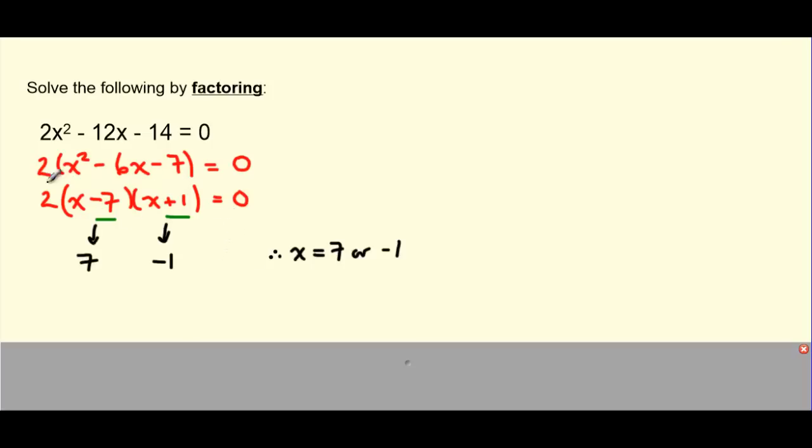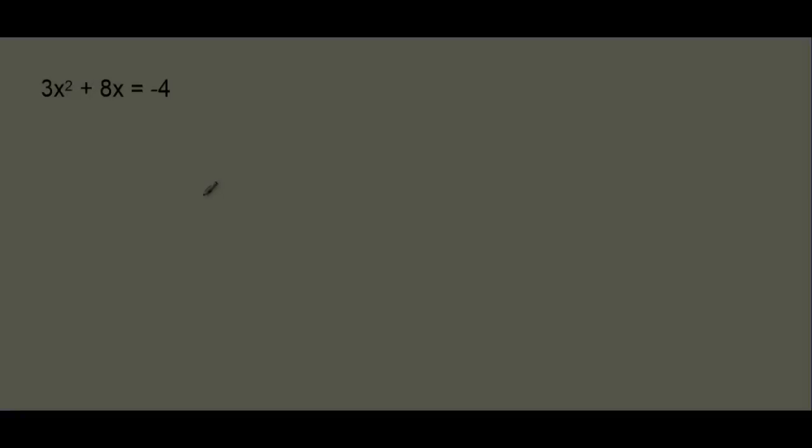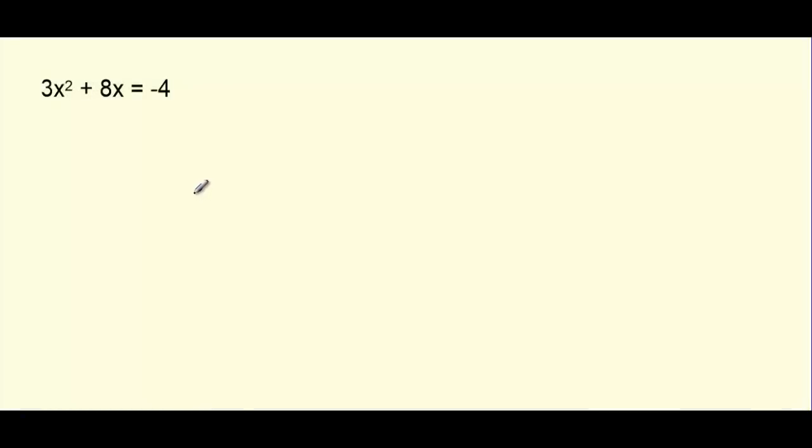Anytime you have a factored form like this and you can easily see the two values of x, they're always the opposite sign than what you see in the brackets. If you see x minus 7, you know that x will have to equal 7 for that bracket to equal 0. Here's another example we want to solve by factoring.